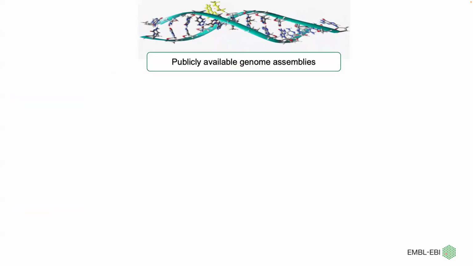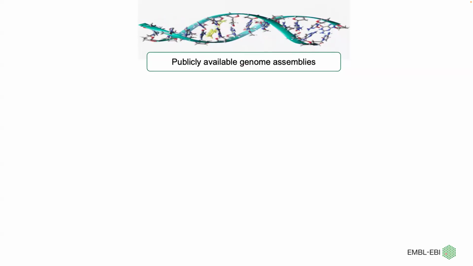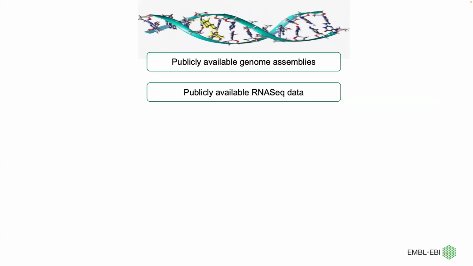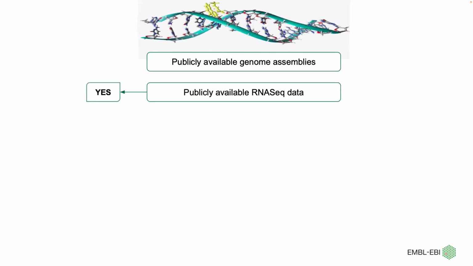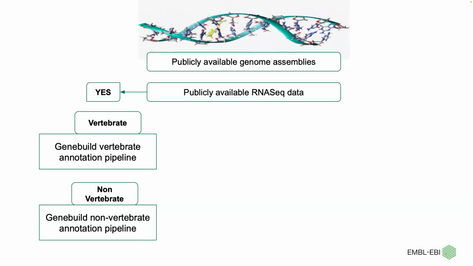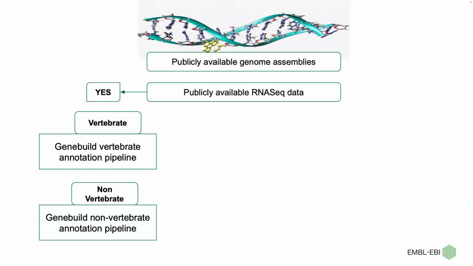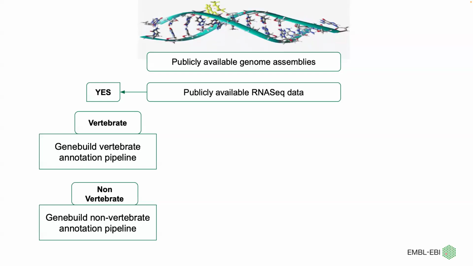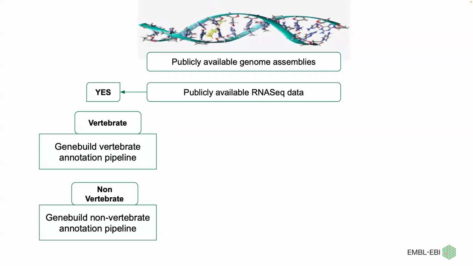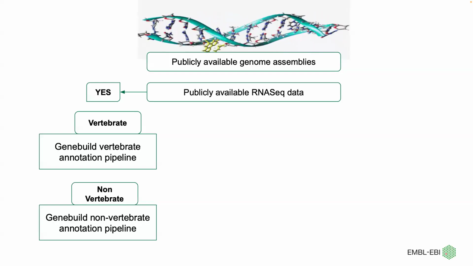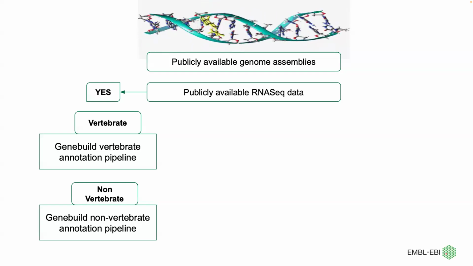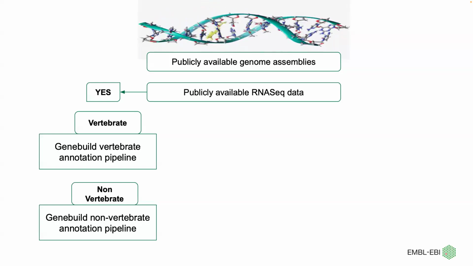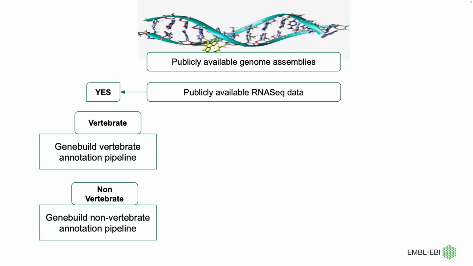But in general, when we have a publicly available genome assembly which is not annotated, we look at whether RNA-seq data is available or not. If the data is available and it's a vertebrate species, then we run our standard annotation pipeline. But if it's a non-vertebrate, we use a slightly different annotation pipeline, because for non-vertebrates there is usually not enough transcriptomic data, and sometimes a good reference is not available. So we skip the projection, we use different protein sets, and we rely on orthologs.